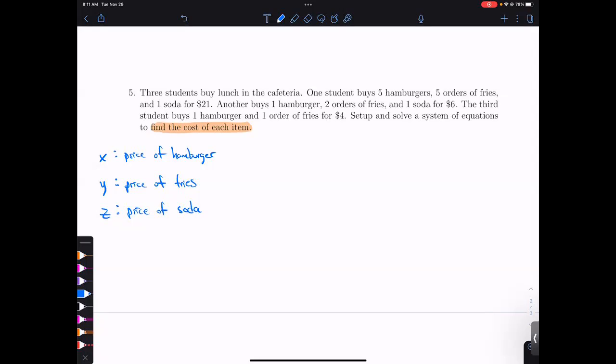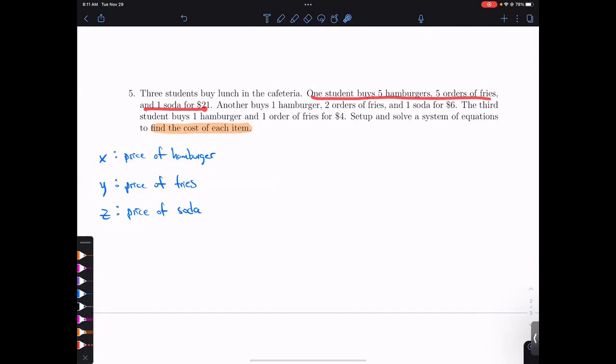So one student buys 5 hamburgers, 5 orders of fries, and one soda for $21. Another does whatever. So we've got 3 pieces of information, right? 3 complete orders. That means 3 equations, basically. What do they look like? Say it again. 5x, 5y, z or 1z equals 21.